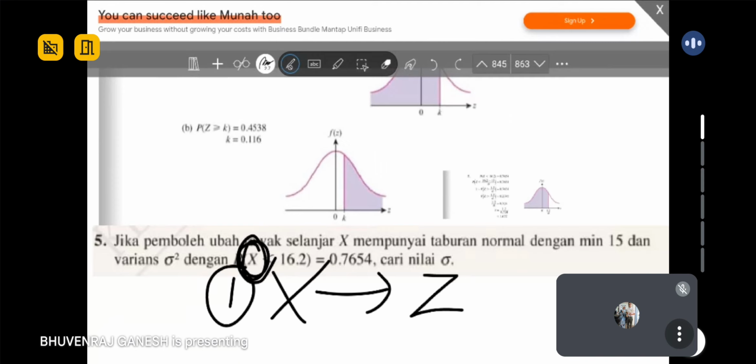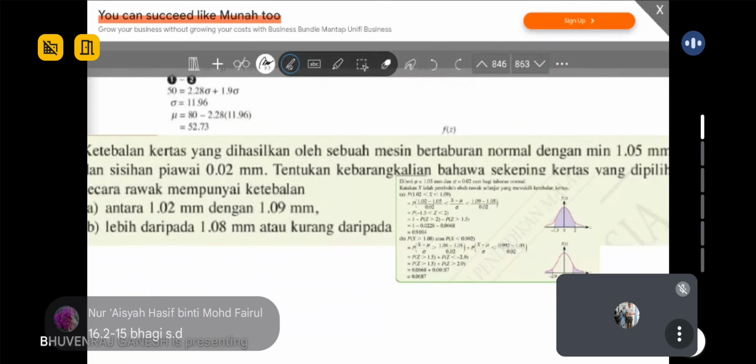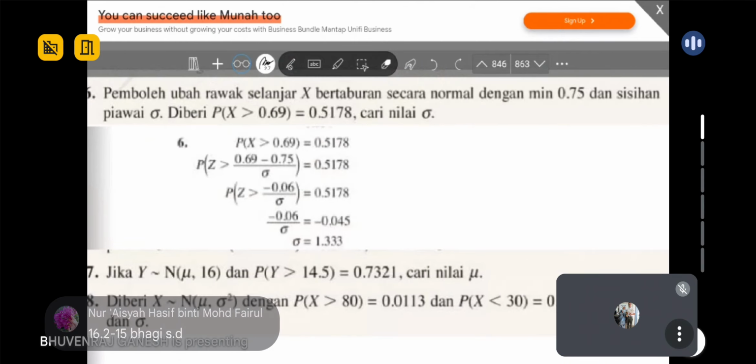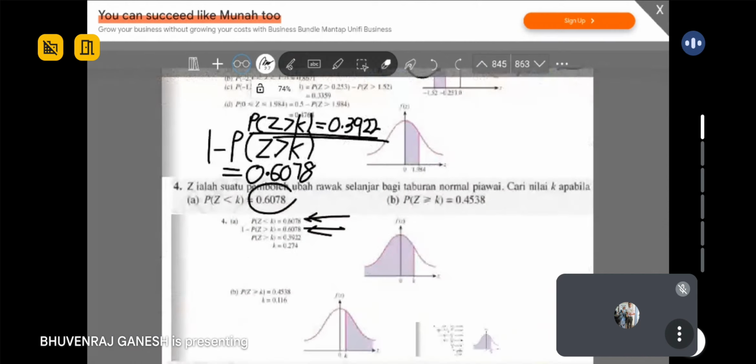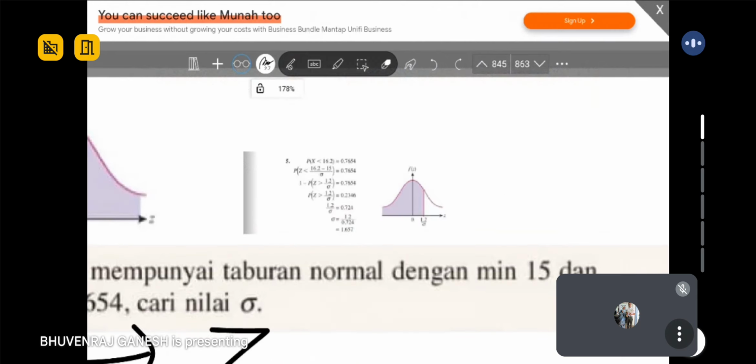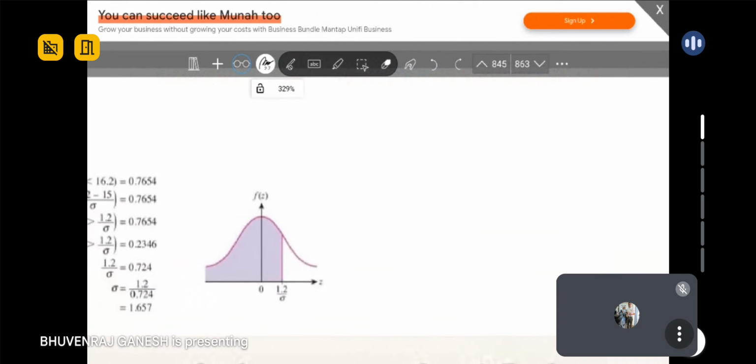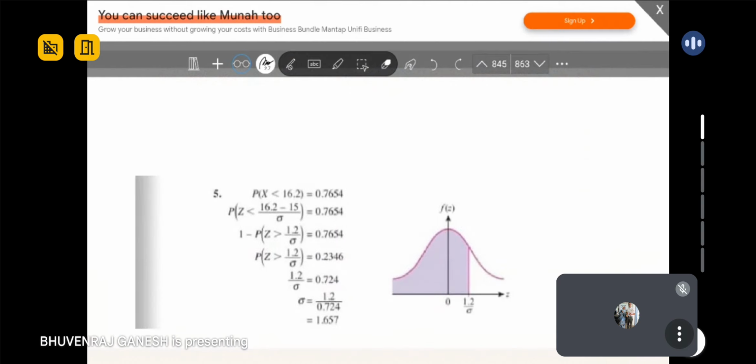Okay, so 16.2 minus 15 divided by standard deviation. So itu adalah cara penukaran dia. So you will get something like this. Wait, let me find. Where is the answer? Oh, jawapan lari dah. Okay, so it's over here, something like this.